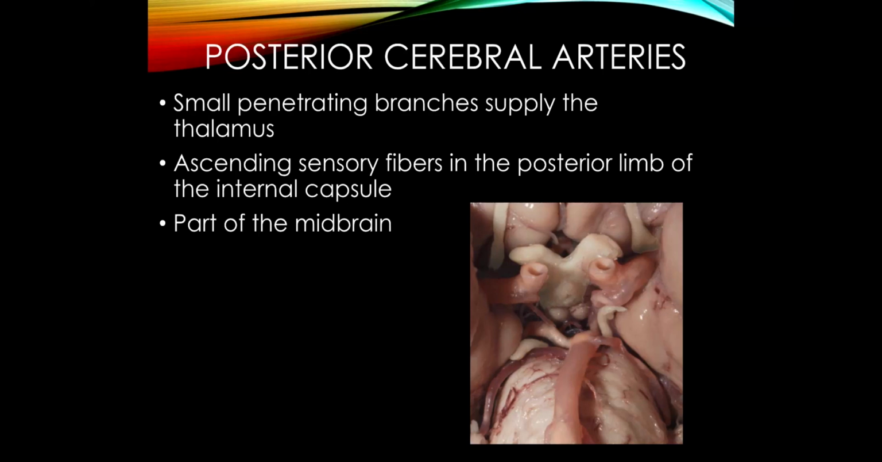Okay, so one other thing here about the posterior cerebral artery. I said that it supplies the midbrain, which is deep down here, but it also supplies the thalamus and the sensory fibers in the posterior limb of the internal capsule. So keep this straight, it will be an important distinction later. The motor fibers in the posterior limb of the internal capsule are supplied by the lenticulostriate branches off of the middle cerebral artery. The sensory fibers in the posterior limb of the internal capsule are supplied by branches off of the posterior cerebral artery. Okay, and I already mentioned the supply of the midbrain here.